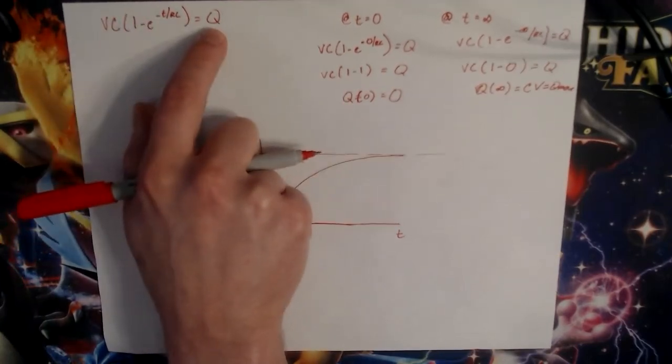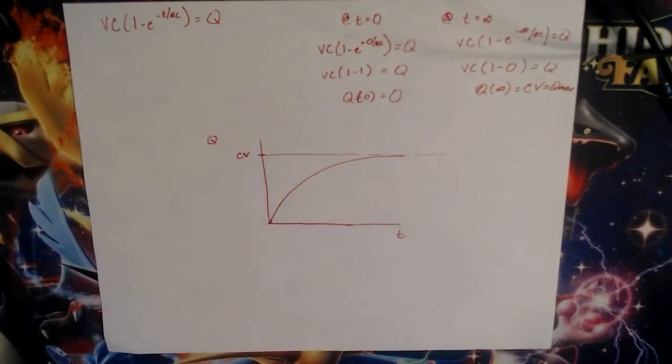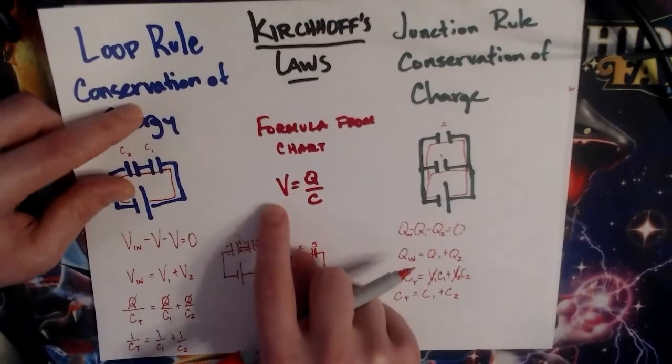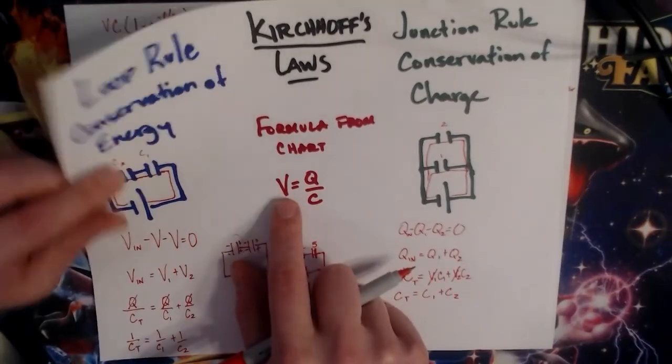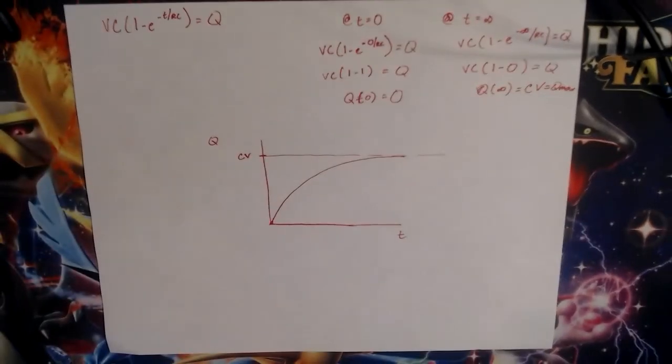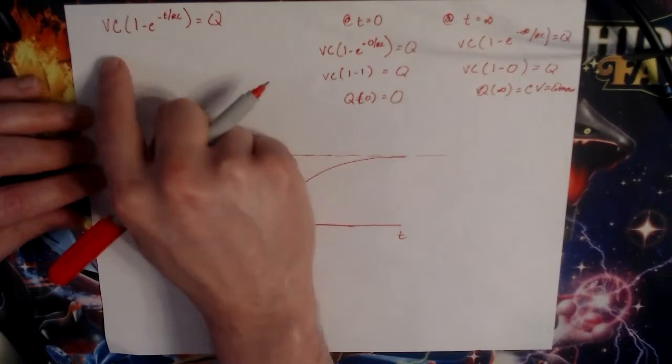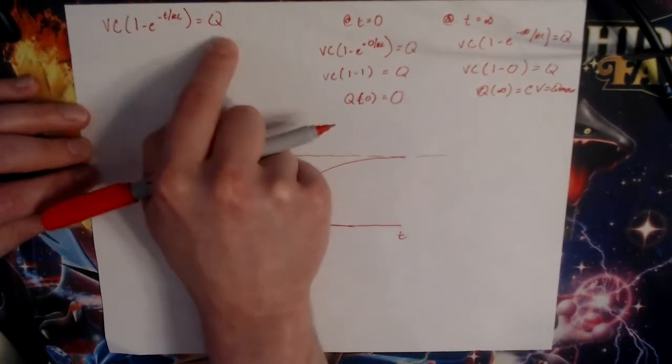And if I divide, looking at Q over C, where's that piece of paper that I used to reference? Q over C gives voltage. So if I wanted to know the voltage as a function of time, which I was alluding to incorrectly earlier, just divide both sides by the capacitance.